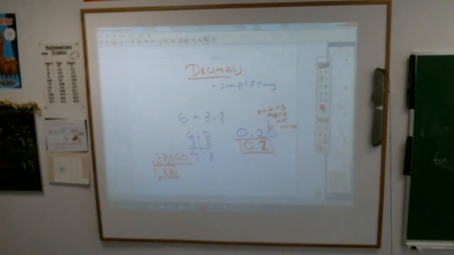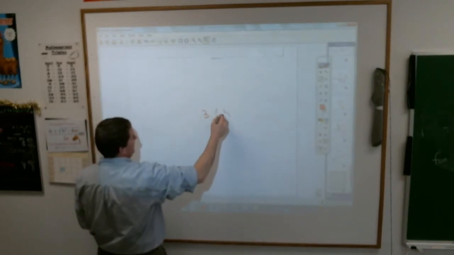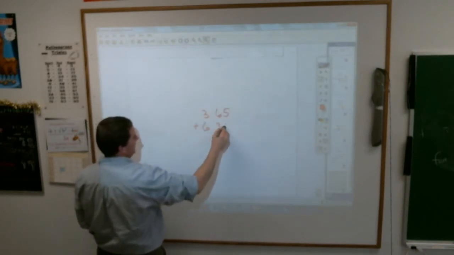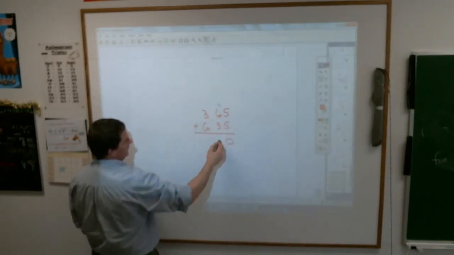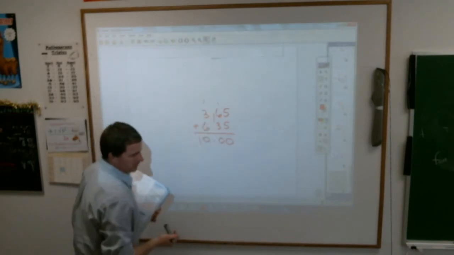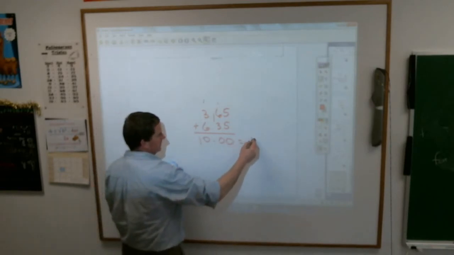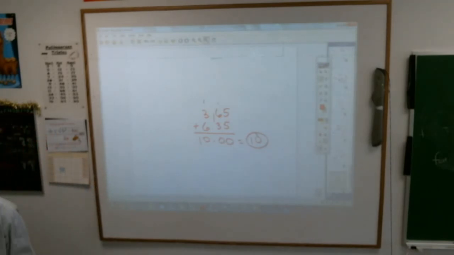So the deal is this: like this one that comes from today's practice, when you do 3.65 and you're adding to it 6.35, when you give your answer, 5 plus 5 is 0, 6 plus 3 is 9, plus 1 is 10, bring down your decimal. Your answer of 10.00 really should just be 10. Well, if they ask you to simplify it, you'll have to write it like that. If they ask you to write it simplified, they want it to be completely simplified.